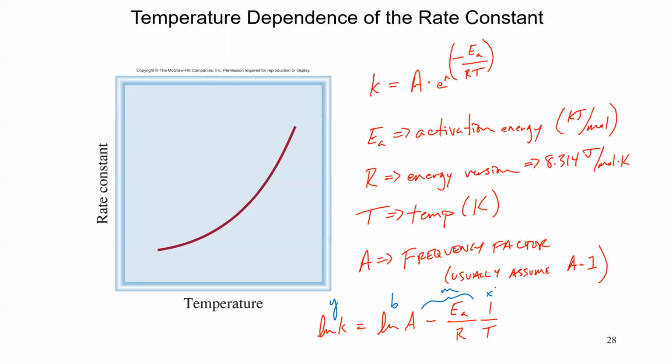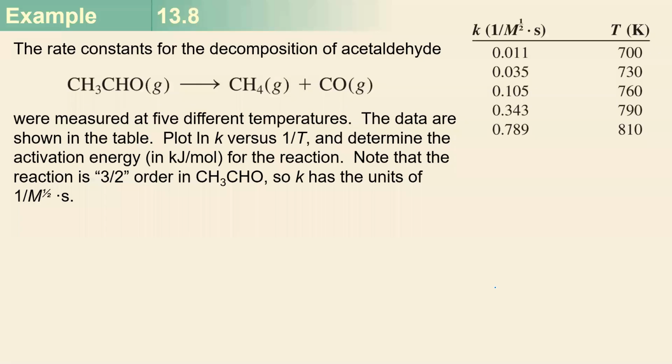So let's do a quick example. We have some rate constants here for the decomposition of acetaldehyde. They're given some rate constants that have been measured at different temperatures. Notice this one is the 3/2 order I was talking about we would see later on. It's a little odd for us to see that, but it's okay.